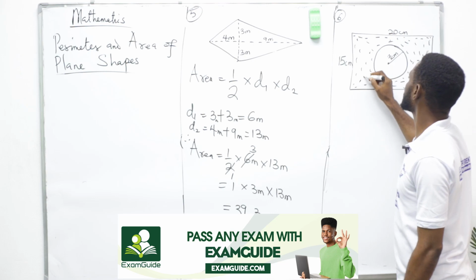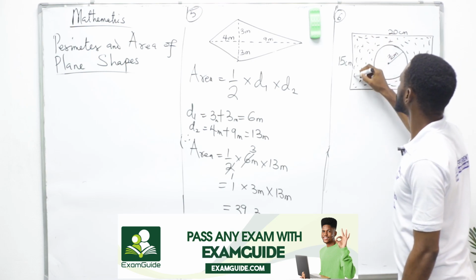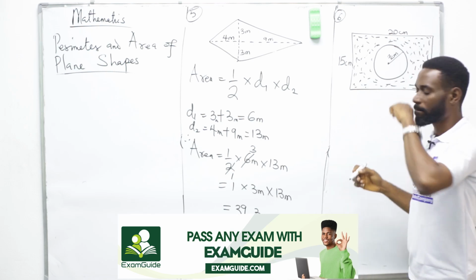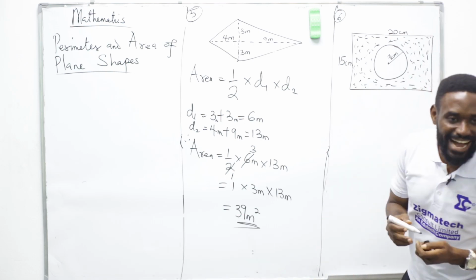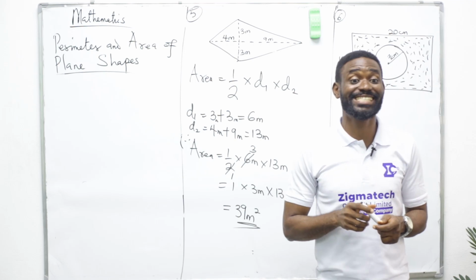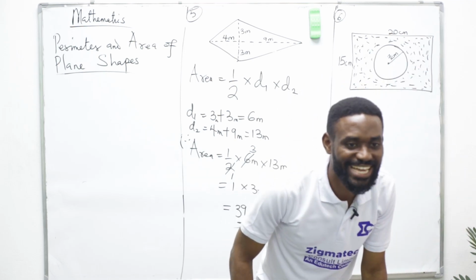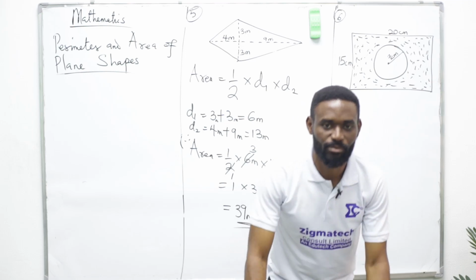All right. So everything here is shaded. The question says, find the area of the shaded portion in the figure below. Find the area of the shaded portion in the figure below. Now look at the figure.